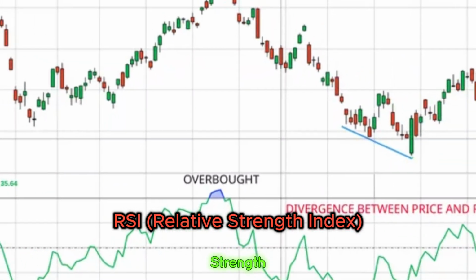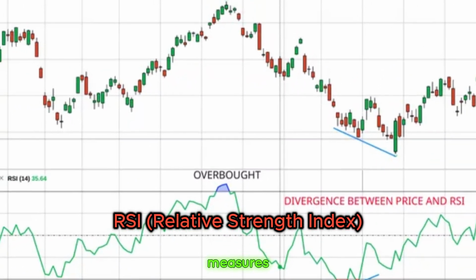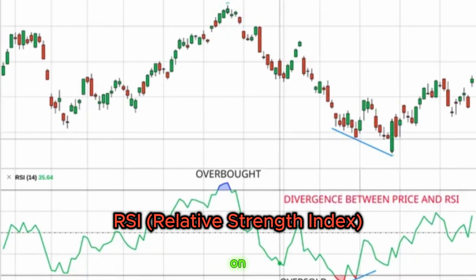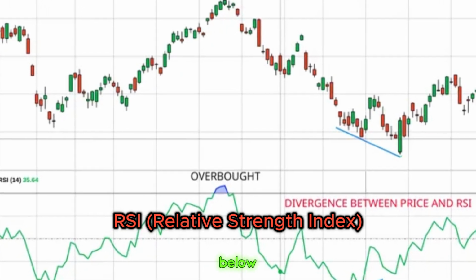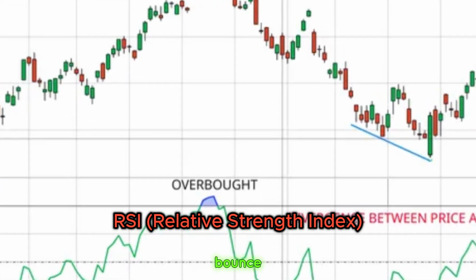RSI, Relative Strength Index. The RSI measures whether crypto is overbought or oversold on a scale from 0 to 100. If it's above 70, the asset might be overbought and ready for a pullback. If it's below 30, it might be oversold and ready to bounce back.